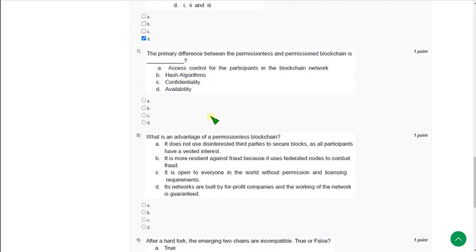And moving on to the seventh question. The primary difference between permissionless and permissioned blockchain is... So I think the answer could be option A: access control for the participants in the blockchain network. So mark option A.